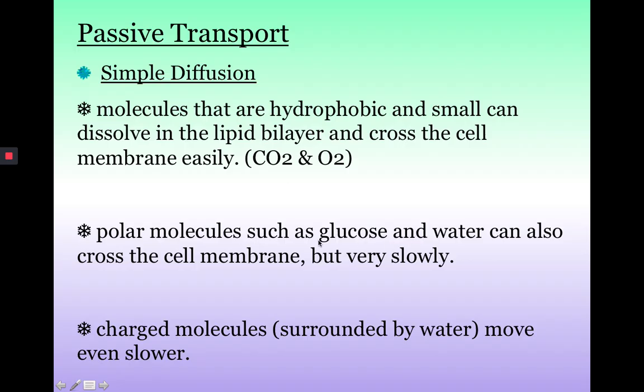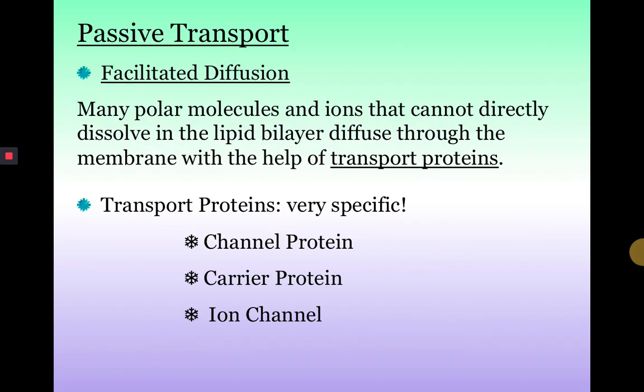Polar molecules such as glucose and water can also cross the cell membrane, but very slowly. And in order to increase the speed that they move at, they may need a protein as well. Charged molecules? No. Okay? If they're surrounded by a large enough hydration shell, they can move really, really slowly. But again, if we're going to have a charged molecule, it would be good for us to have a way to get them through easily, which is why we have facilitated diffusion.